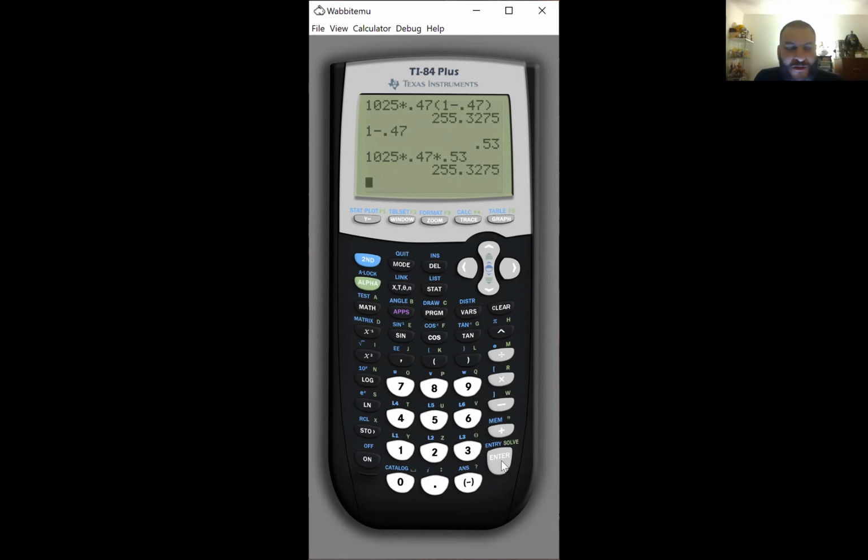Yeah, so if you don't like using parentheses, or if you're not good at using parentheses, always calculate the 1 minus part first. That way it'll be easier to enter it into the calculator.